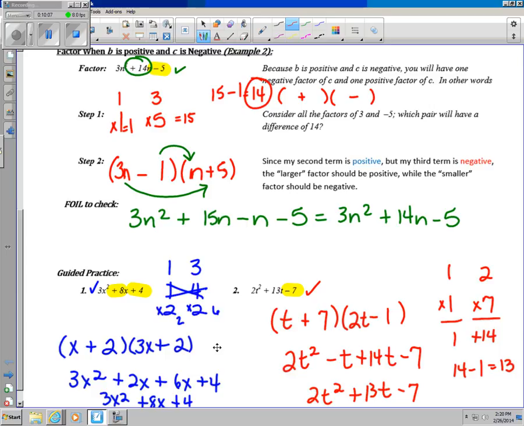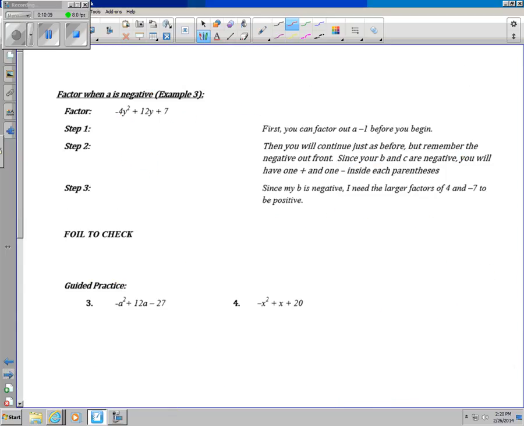Okay. All right, let's go ahead and go to the back side of the page. And it says factor when a is negative. Okay. The only difference here is you can factor out a negative 1 before you begin. And that negative 1 will need to stay in front of your problem at all times. So we're going to take out a negative 1. Now, do we have to actually write the negative 1? Or could I just write a negative sign? Let's just write a negative sign.